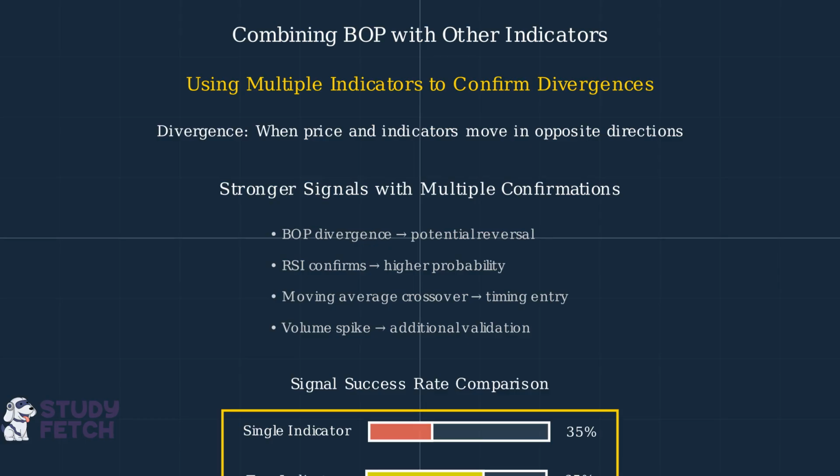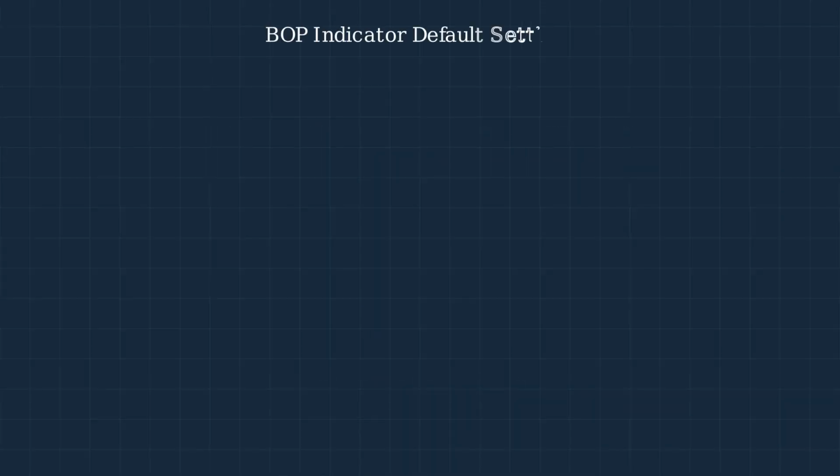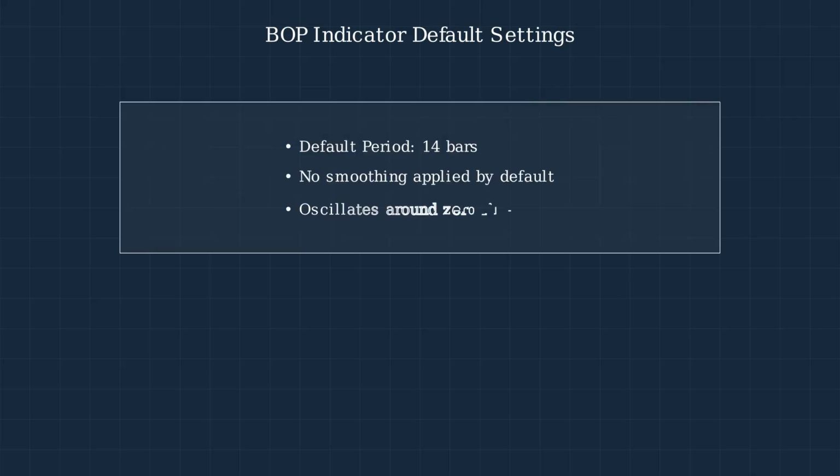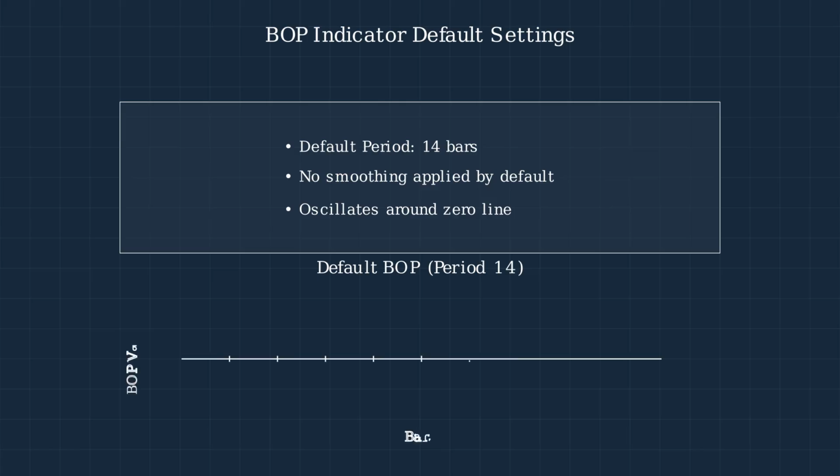As shown in this comparison, using 3 or more indicators in combination can more than double your success rate versus relying on a single indicator. The balance of power indicator comes with default settings on most trading platforms. By default, the BOP indicator typically uses a period of 14 bars and doesn't apply any smoothing.